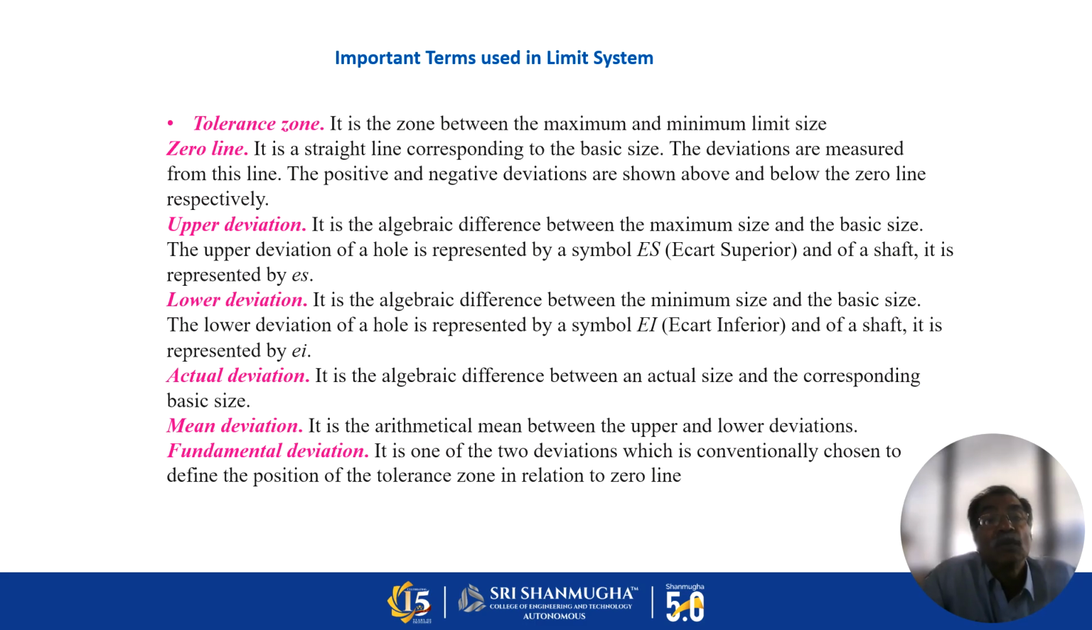The next is the zero line. It is a straight line corresponding to the basic size. The deviations are measured from this line only. The positive and negative deviations are shown above and below the zero line.